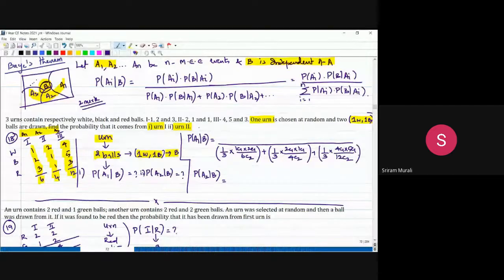Have you all understood this denominator? Yes, sir. What is the first thing? It is from box 1. Box 1 means this will come to numerator. This is 1 by 3 into 1C1 into 2C1 divided by 6C2. That's it. If it is box 2, then you know what it is. This will come to numerator. So this is homework for you.